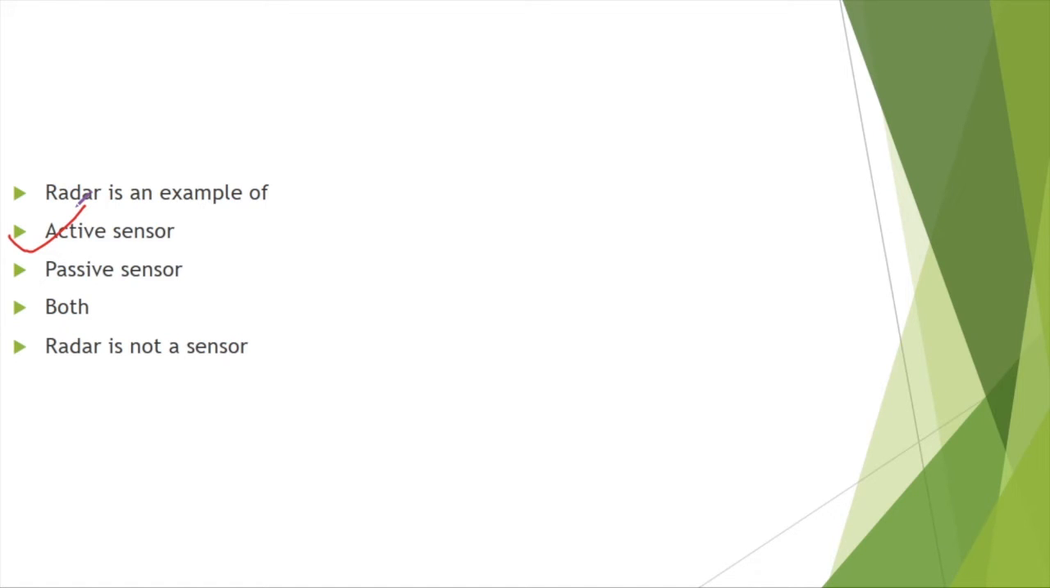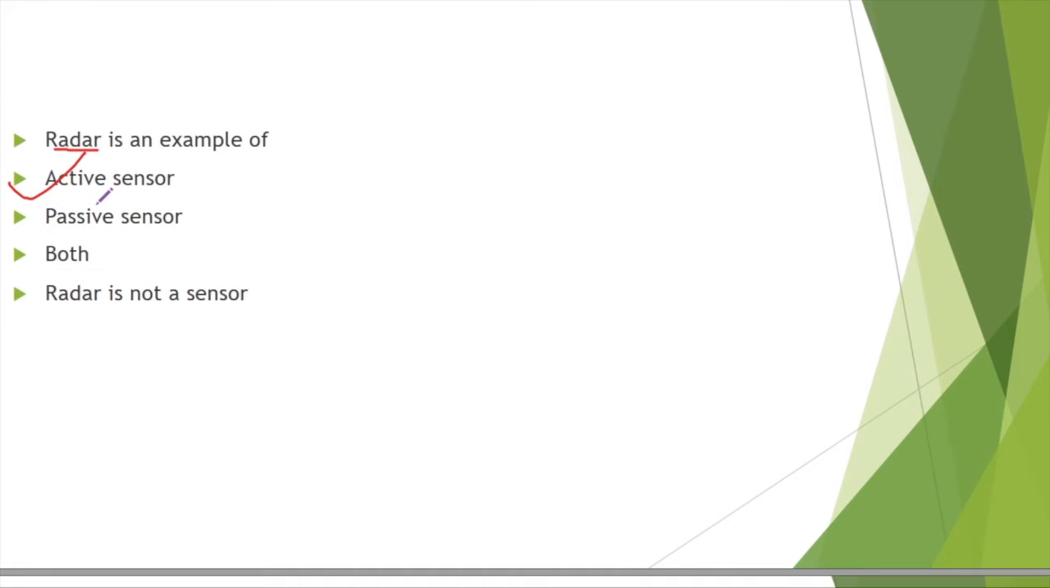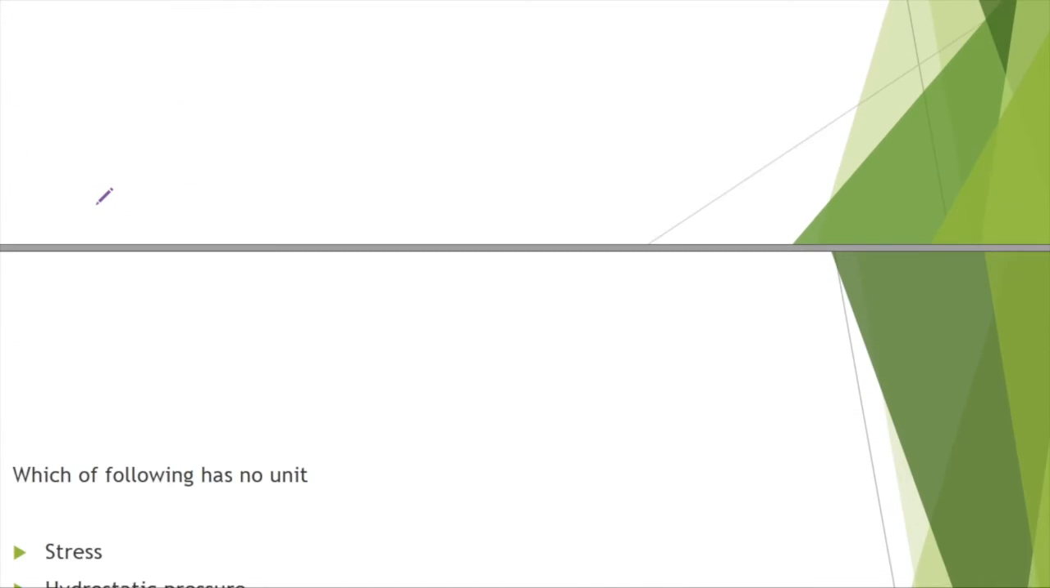These are used in jets. This is used to find the depth of various topography on the earth's surface, and its full form is radio detection and ranging, radar, because it uses radio waves. Okay, so the right answer is active sensor.